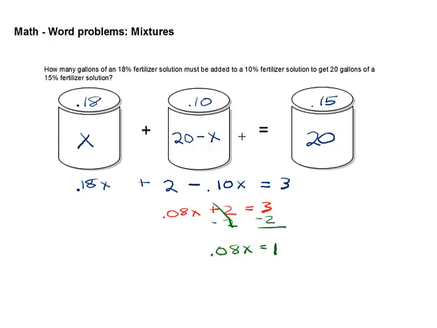And again, to get x by itself, the variable, you divide by what's in front. So divide by 0.08, divide both sides. These will cancel, and x is going to equal 1 divided by 0.08, which happens to be 12.5.